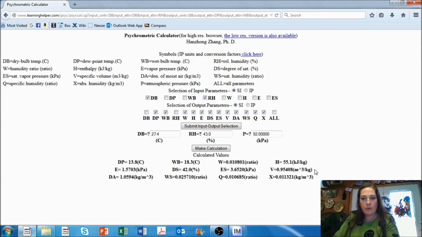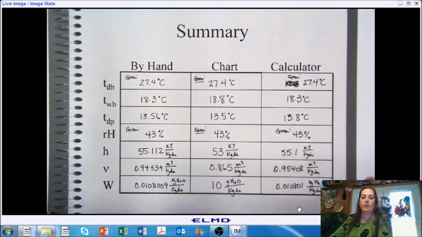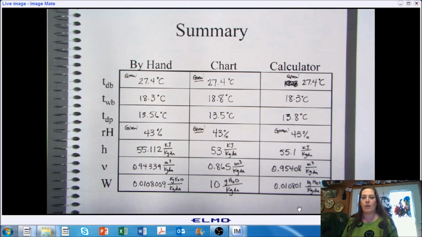Our specific volume is here at 0.95408 meters cubed per kilogram of dry air, and our humidity ratio here is 0.010801 kilograms of water per kilograms of dry air. And then there are a number of other values that we're not going to look at today for this class. All right, so let's get back to our summary. So I went ahead and included the results as we were reading them off from the online calculator.